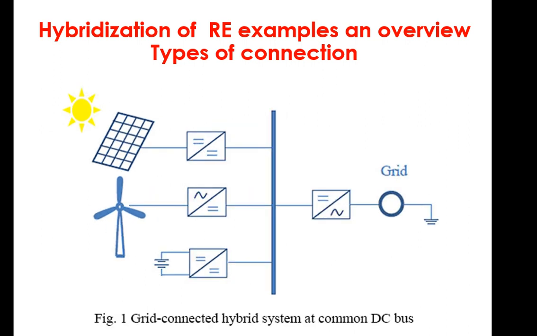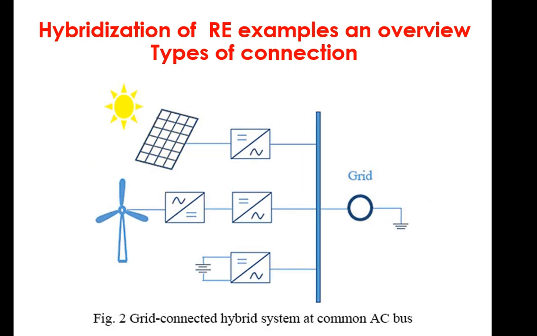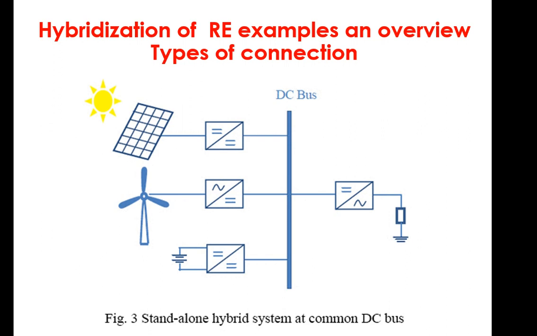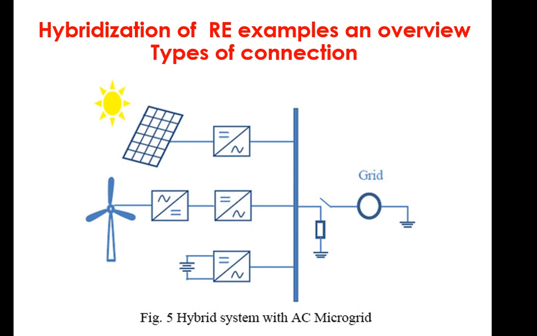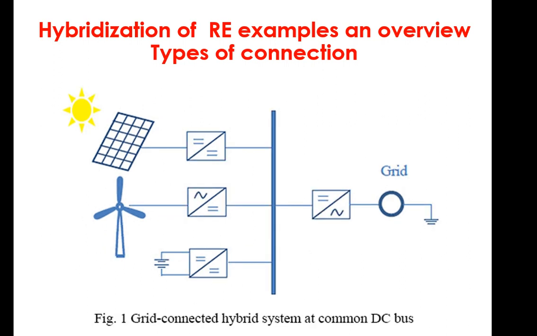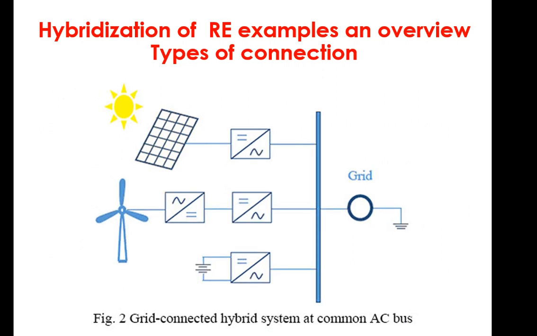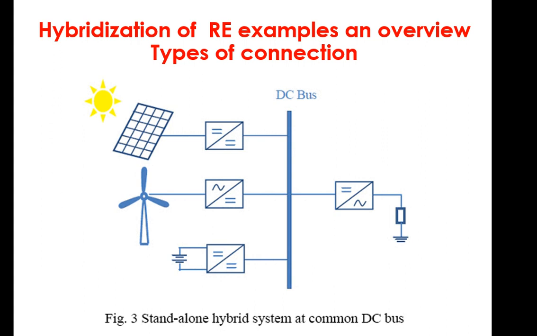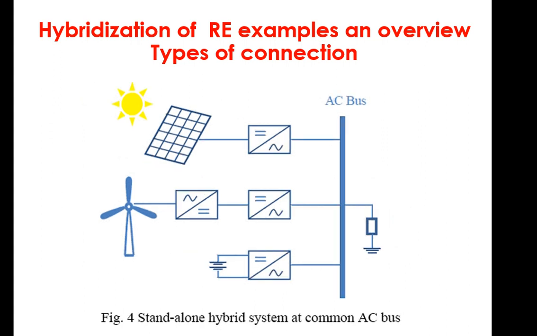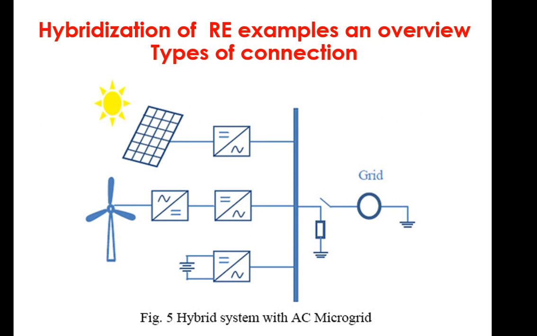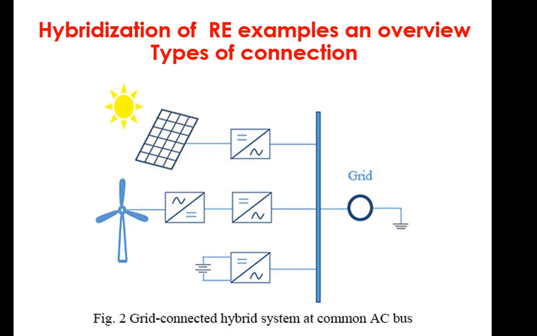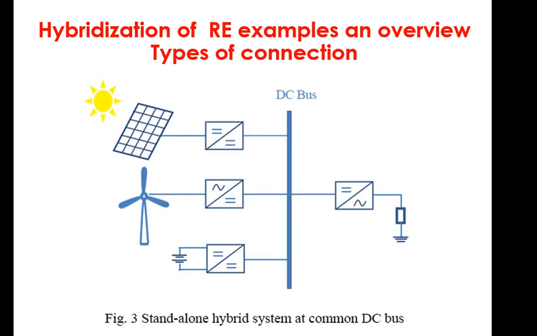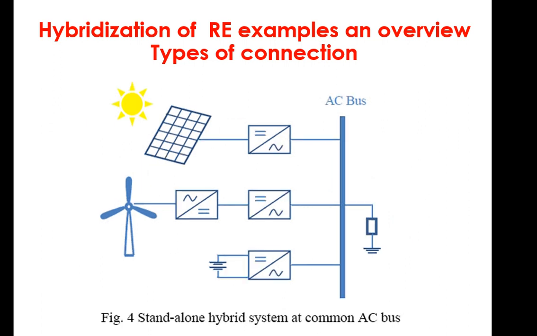In figure 1 we have a grid-tied hybrid system with common DC bus, then common AC bus, then standalone with common DC bus, then the standalone system with common AC bus, and then hybrid system with AC microgrid. So there is the possibility of a common DC bus, a common AC bus, again a common DC bus with central inverter, again a common AC bus but with standalone AC load, and then we have the AC microgrid.